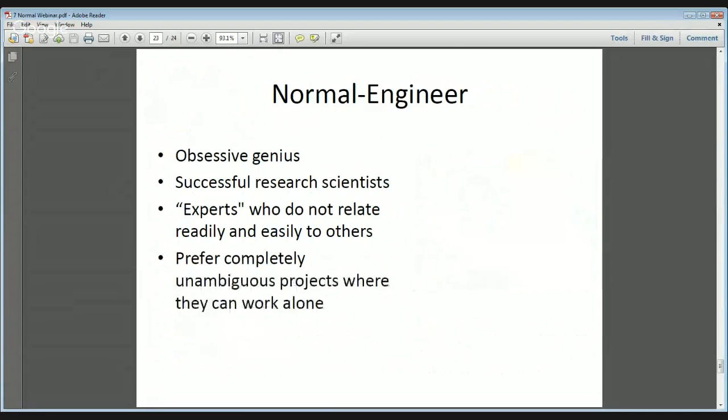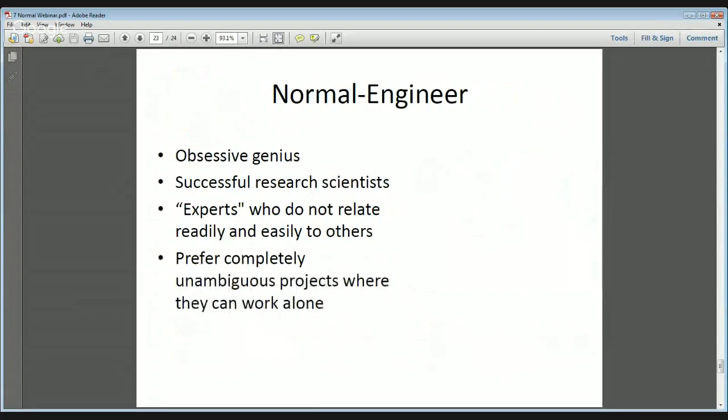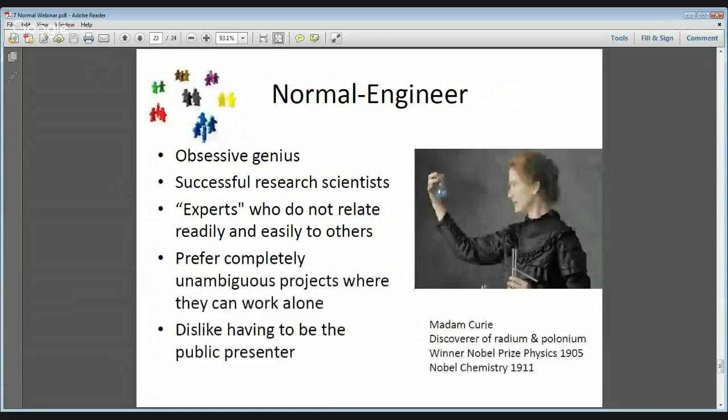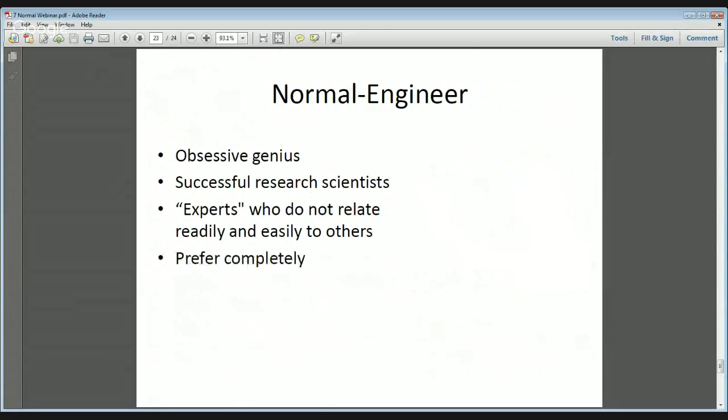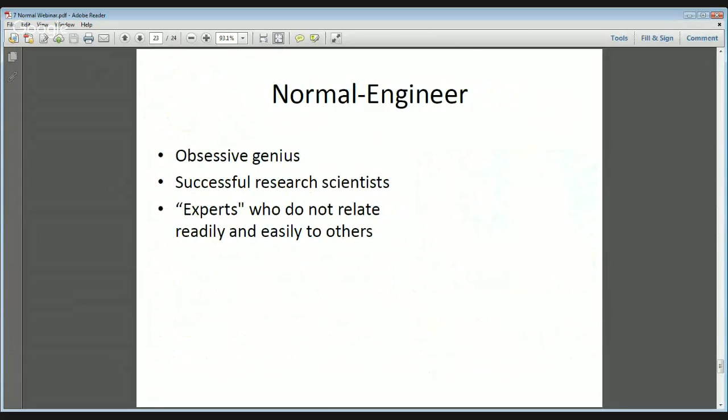Her sort of work was classically an unambiguous project where they could work alone, and she actually disliked, historically, being a public presenter about her work. She actually would get her husband to do it. So classic Madame Curie is a wonderful example of a normal engineer in action.